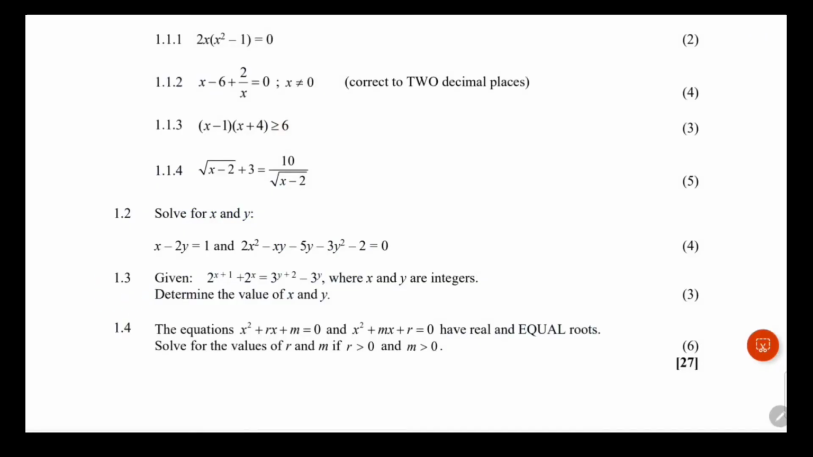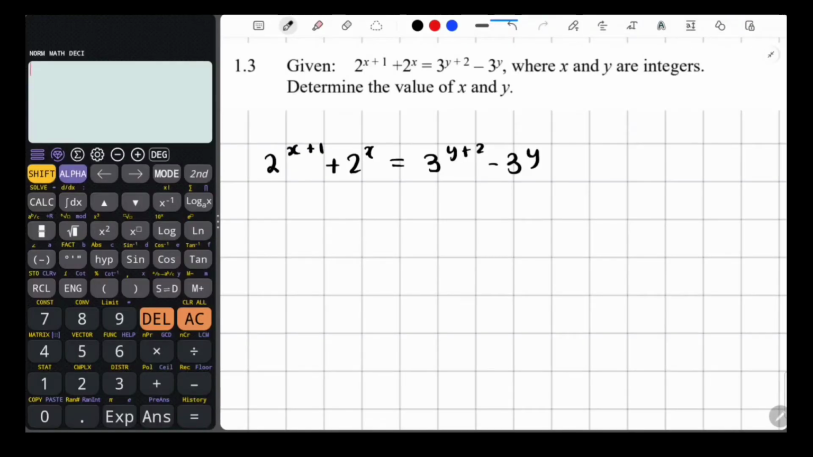So here, 1.3, we are given 2 to the power of x plus 1 plus 2 to the power of x is equal to 3 to the power of y plus 2 minus 3 to the power of y, where x and y are integers. Determine the value of x and y. Okay, since we have to solve for x and y, the goal here is to try and simplify things. When you're trying to simplify, the first thing to do is see what is common throughout. In the first part, we have 2 to the power of x, and I also see 2 to the power of x repeated here.